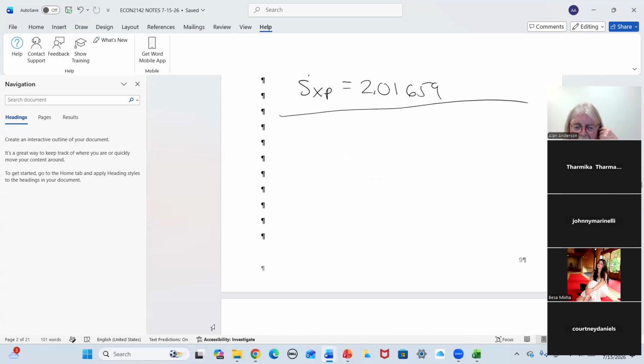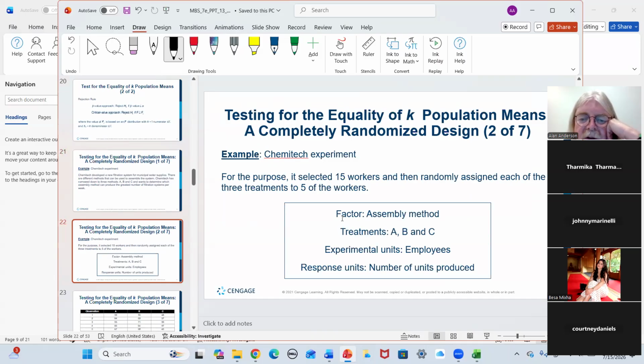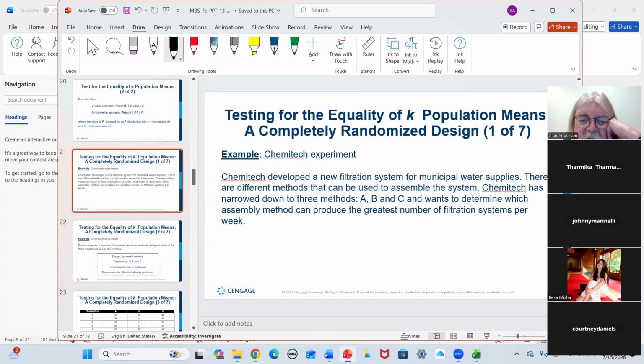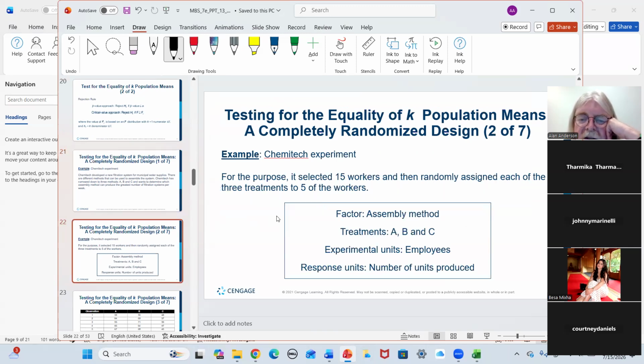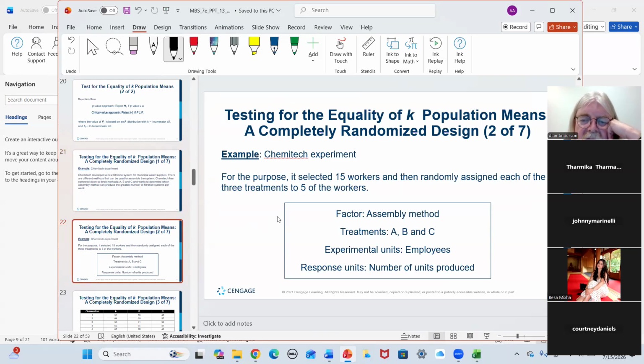All right, here we go. What example do they have for us? Chemitech developed a new filtration system for municipal water supplies. There are different methods that could be used to assemble the system. It is narrowed down to 3 methods, A, B, C, and wants to determine which one we're going to use. So the factor is the method by which we are assembling the system. The treatments are the 3 methods. The experimental units are the employees because they're doing the work, and the response is the number of units that we produce.